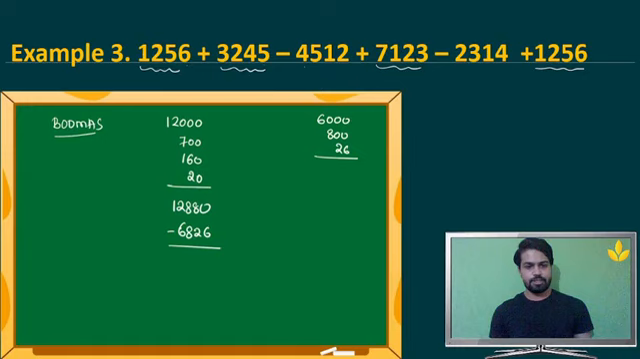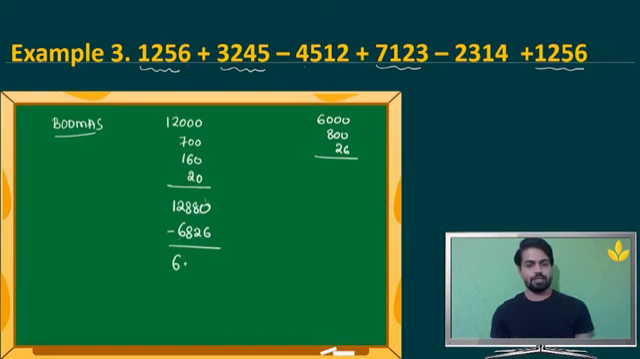12,000 minus 6,000. I would have done 6,000 directly. But I need to see this number. This has no issue. And this also has no issue. 8 minus 2 is possible. But 0 minus 6 is not possible. So we are going to borrow this way. It's going to be 10. This is no more 8. It is 7. So 12,000 minus 6,000 is 6,000.